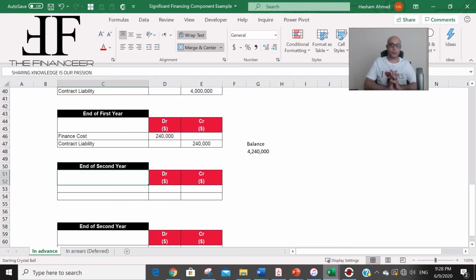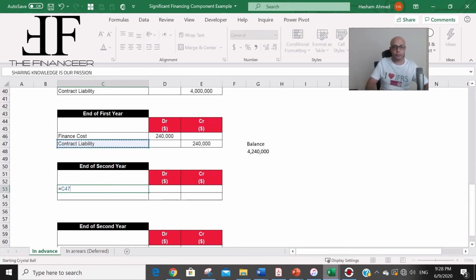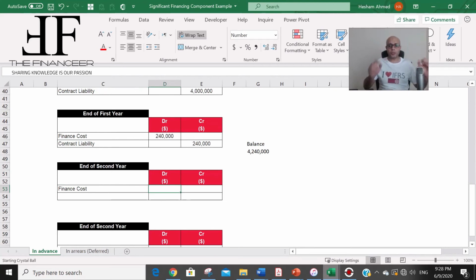Now, at the end of the second year, the company is going to do the same entry again to recognize finance cost for the second year. This finance cost should be calculated on the ending balance of the first year. So we are going to repeat the same entry, debit financing cost, but how should we calculate it? It will be based on the ending balance of the first year. So the ending balance is 4,240,000 times the 6%. This is the interest rate or the discount rate that we are using to recognize the financing cost. So the financing cost of the second year is 254,400.